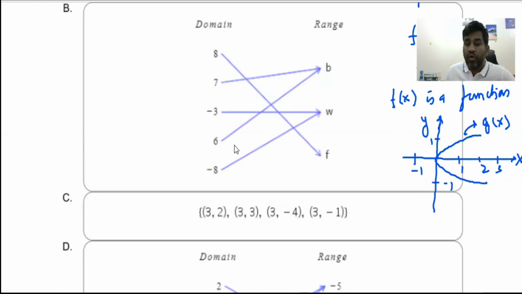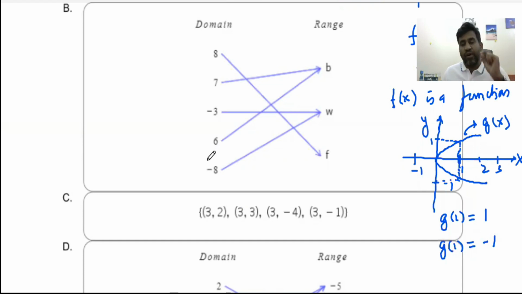Now what is the output of your function when the input is 1? Look here, the output of your function when the input is 1 is 1. I can say g of 1 is 1. But for the same input I have another output: g of 1 is also approximately -1. So what is happening here? For the same input I am getting two different outputs. That means g of x is not a function.